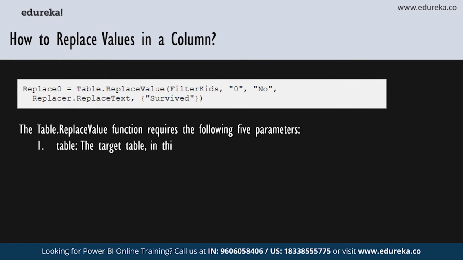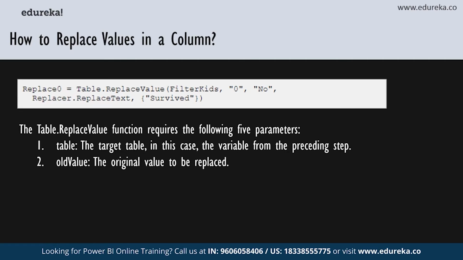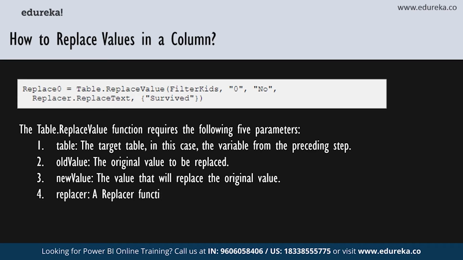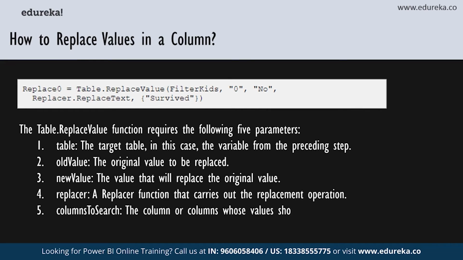The table replace value function requires 5 parameters in total. First, you have the table, which is the target table, in this case, the variable from the preceding step. Second, you have the old value or the original value, which has to be replaced. Then you have the new value, which you will replace the old value with. Then you have a replacer that carries out the replacement operations. And finally, you have columns to search, the column or columns whose values should be replaced.